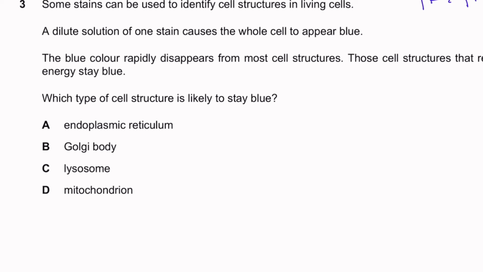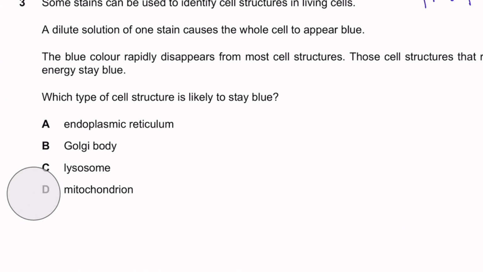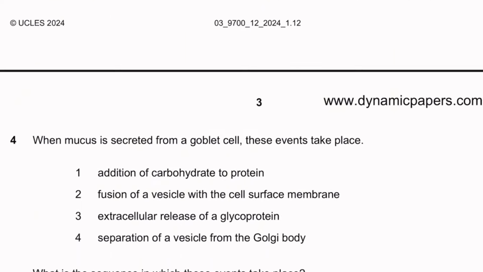Some stains can be used to identify cell structures in living cells. A dilute solution of one stain causes the whole cell to appear blue. This blue color rapidly disappears from most cell structures, and no cell structures that release energy actually stay blue. Interesting. Which type of cell structure is likely to be blue? It's pretty easy. It's the mitochondrion, because the mitochondrion is the site of aerobic respiration, and that is the site of release of energy.